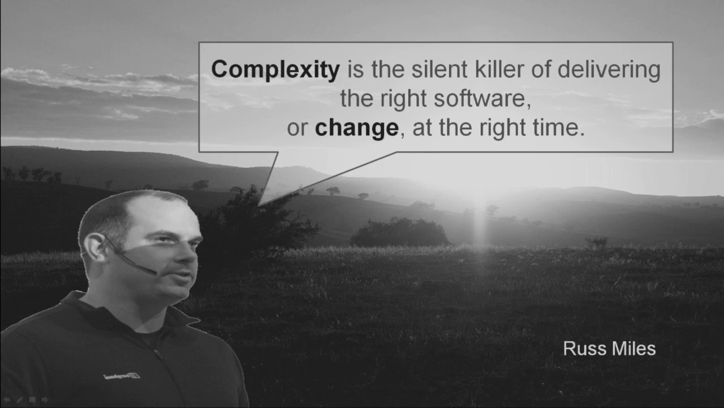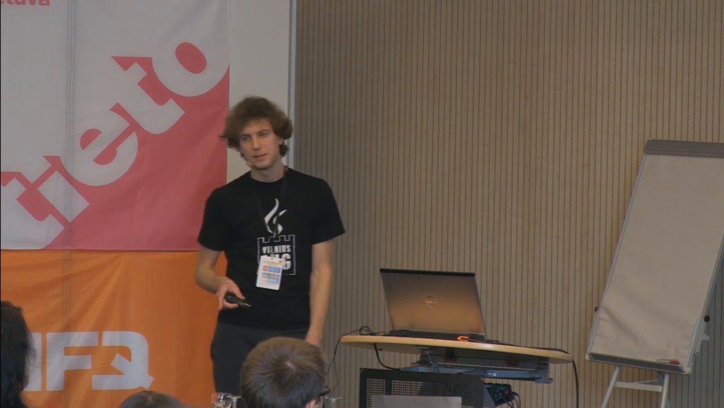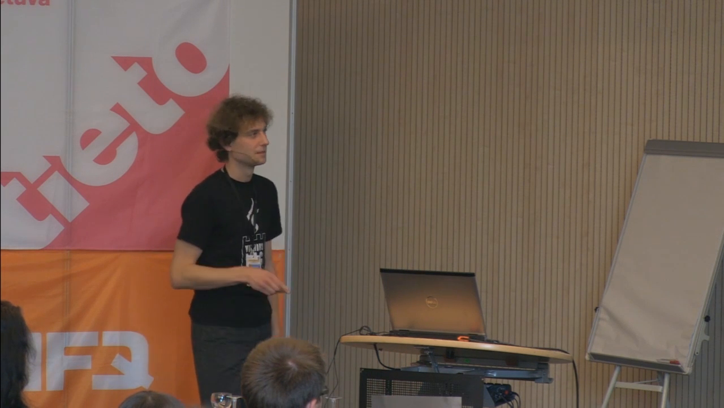Another principle talks about design. Technical excellence and good design enhances agility. I thought Agile was all about throwing the design out of the window, wasn't it? Like, we don't need design, we don't do architecture, we just code, we iterate. Well, if you don't explicitly do design, you still do design, but you don't think about it. And most likely it's not a good design.